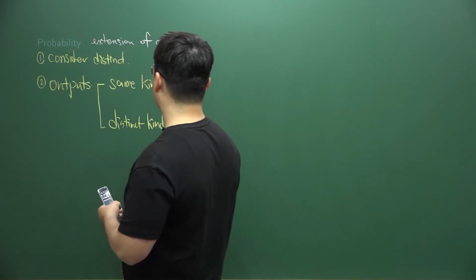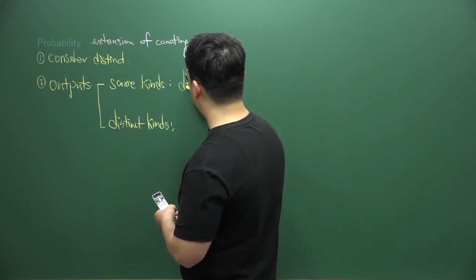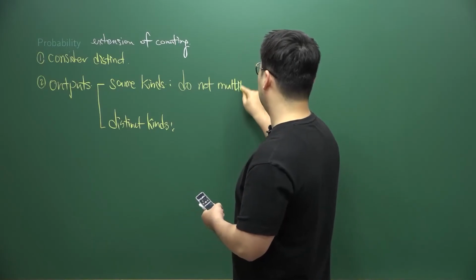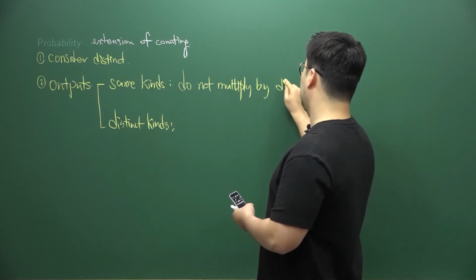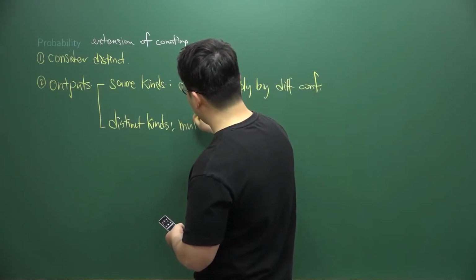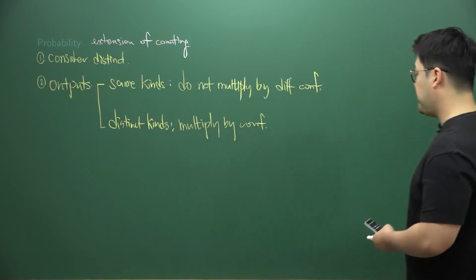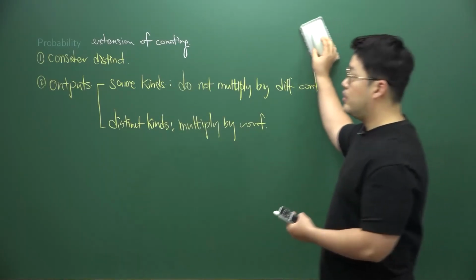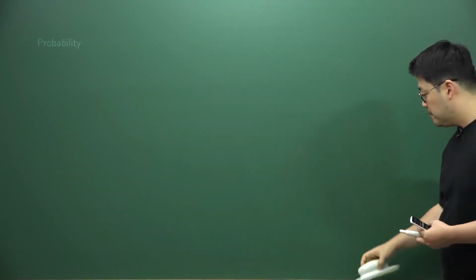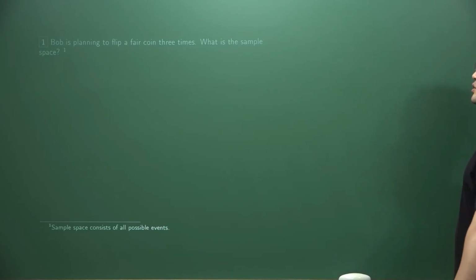here's the distinction. If we have equal kinds or same kinds, do not multiply by the number of different configurations. However, for distinct kinds you need to multiply by different configurations. And I'll show you what that is as we move on to the questions. And I hope to finish this lecture around question number 5 or 6, okay? So let's move on to question number 1.